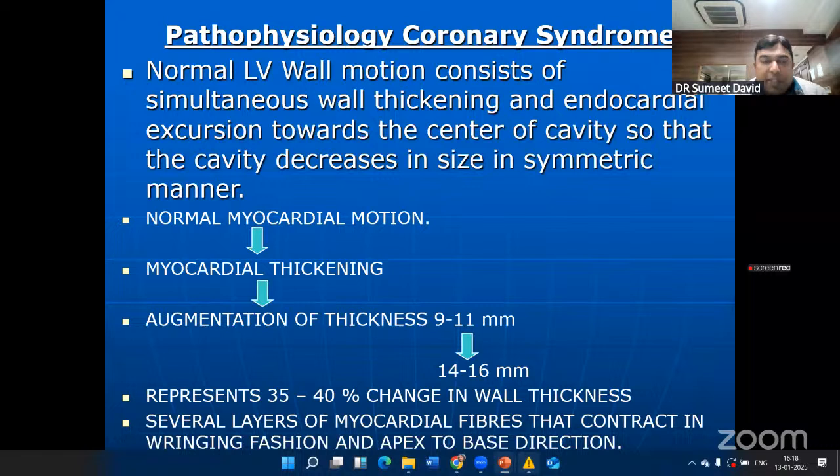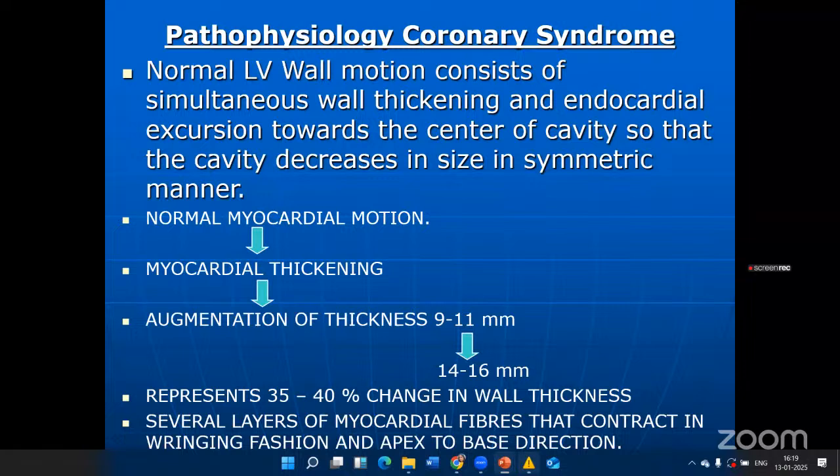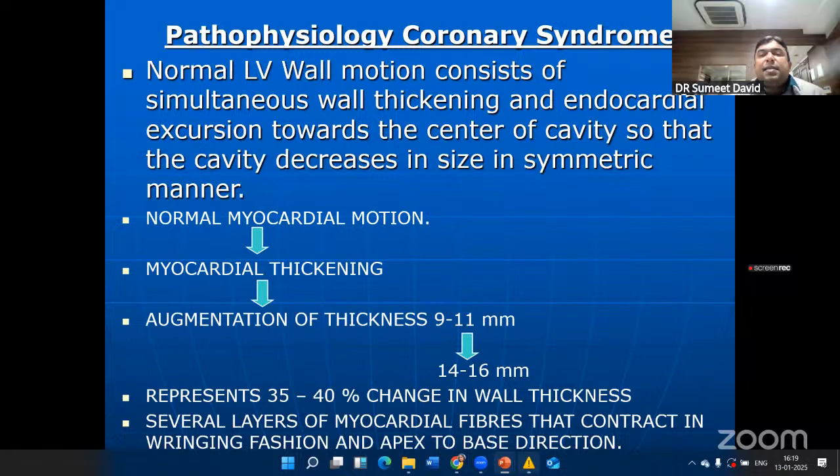So what is the pathophysiology of coronary syndrome? Normal LV motion consists of simultaneous wall thickening and endocardial motion towards the center of the cavity, so that the cavity decreases in size and symmetry. Normally, the myocardium thickens, with an augmentation of thickening from 9 to 11 millimeters to 14 to 16 mm. That means there is a 35 to 40% change in thickness. There are several layers of myocardial fibers that contract in a wringing fashion, right?